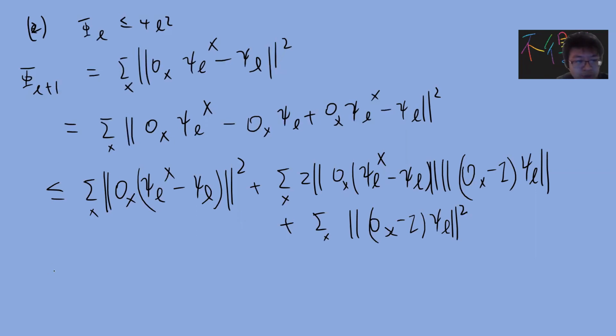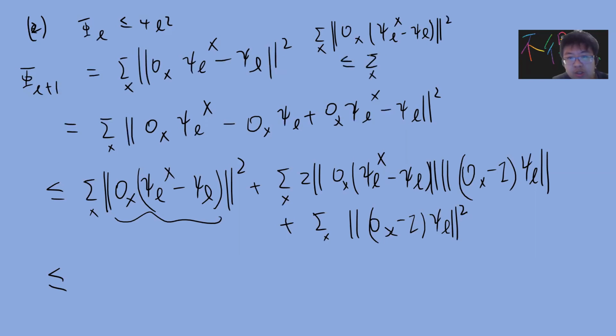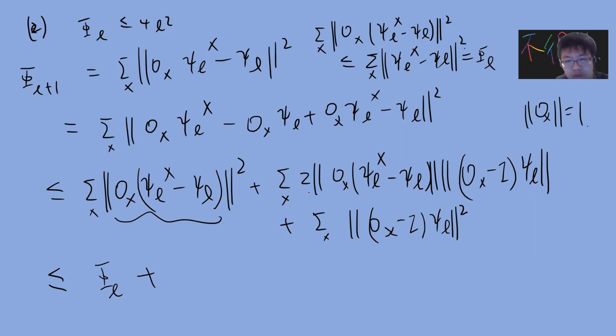So I want to bound this term. This term, OX psi L squared, is less or equal to the sum over x, and the magnitude of O is 1. Psi L squared is exactly phi L. So this term is phi L, and the next term is square root of phi L, and this OX minus I will give you another 2. So I get 4 square root of phi L.